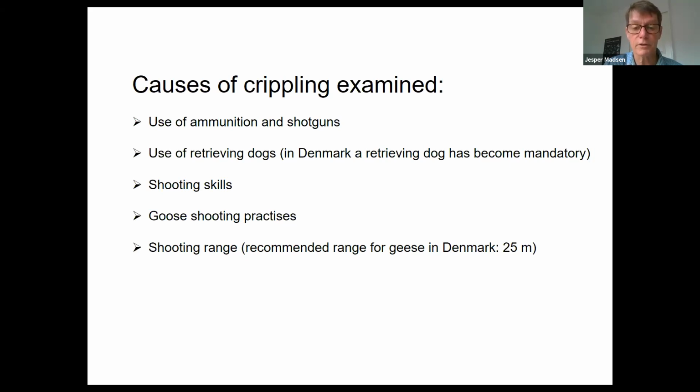We have a recommended range for geese in Denmark, which is 25 meters. For ducks, it's 30 meters. And this was actually also something that was really raised in the action plan, that it was important to stick to these ranges.